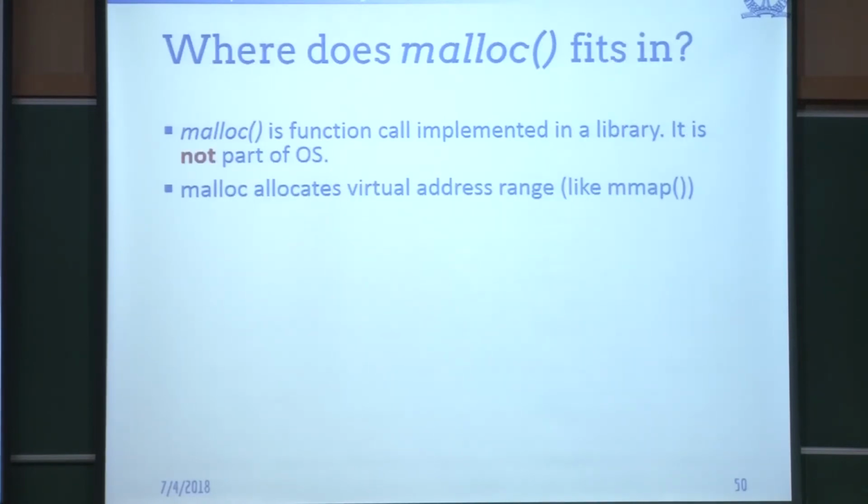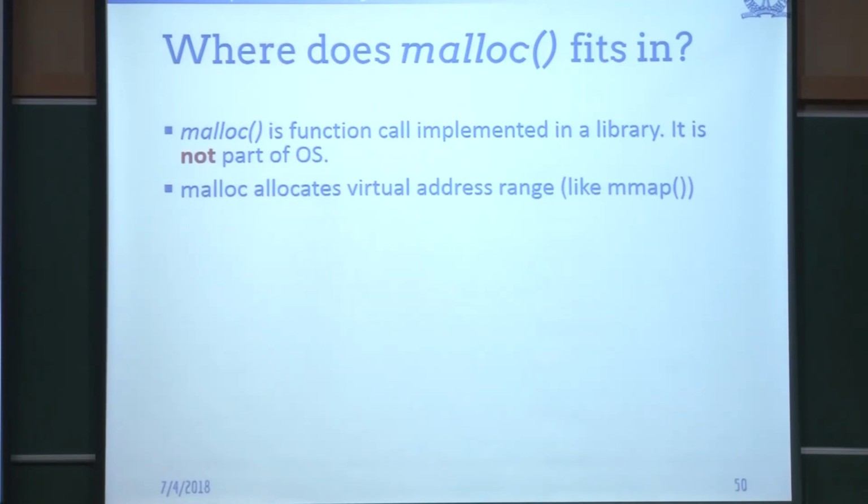Okay, now back to the question. We talked about all these virtual address allocations and so on. The question that you might have is where the malloc that I use day in, day out fits into all of this. We talked about virtual address allocation, the mmap system call, and physical memory allocation. Why is mmap in the picture? Sorry, not mmap, malloc.